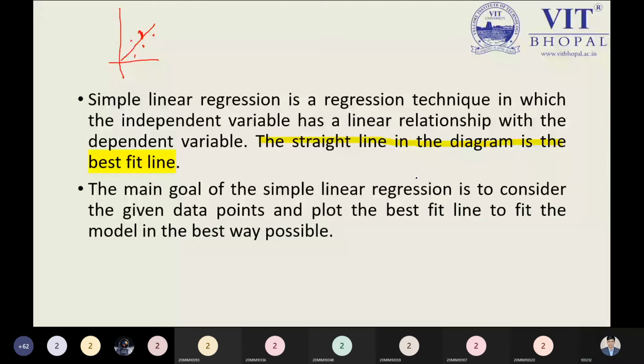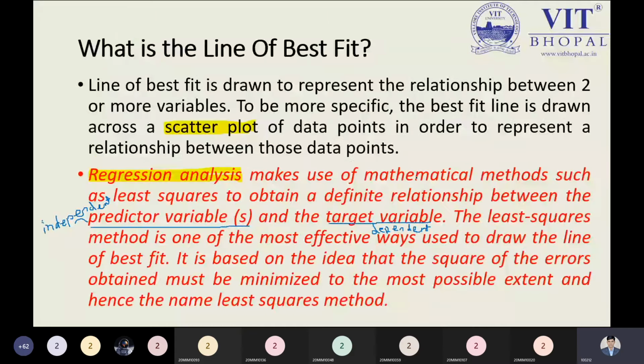Okay, good. So now the question is not ended over here. If you're talking about the best fit line, how do we decide which line is the best fit? The line of best fit is drawn to represent the relationship between two or more variables. To be more specific, the best fit line is drawn across a scatter plot.